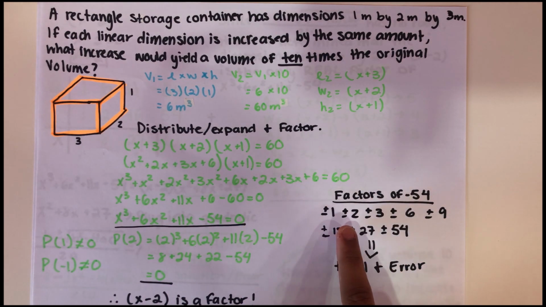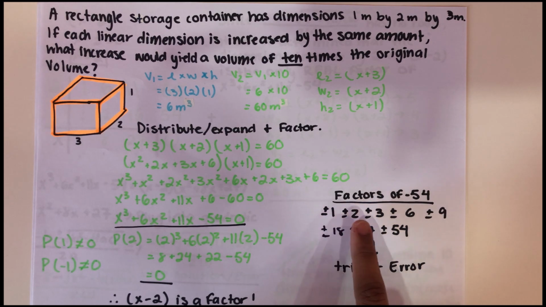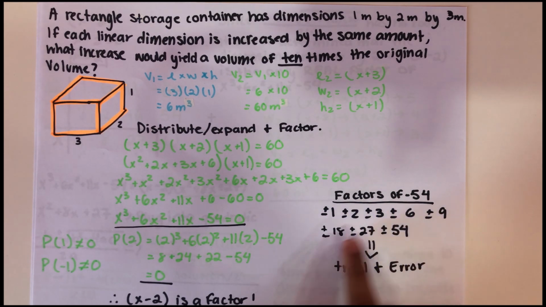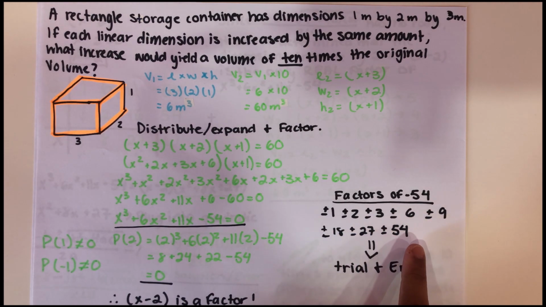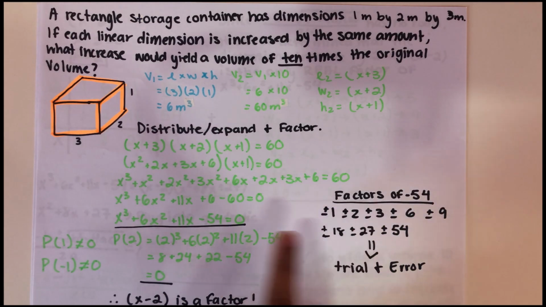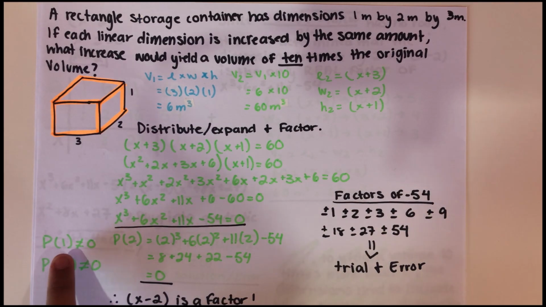So factors of negative 54 are plus or minus 1, plus or minus 2, plus or minus 3, plus or minus 6, plus or minus 9, plus or minus 18, plus or minus 27, and plus or minus 54. So now it's just a trial and error basis, okay? So let's try plugging in 1. When I do P at 1, it doesn't give me 0, so that means it's not a factor. P at negative 1 is also not a factor, as it doesn't give me 0.